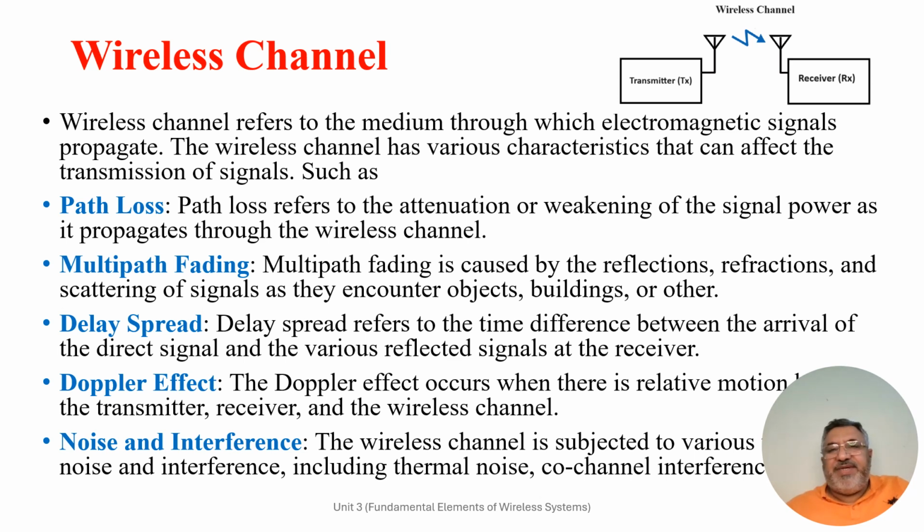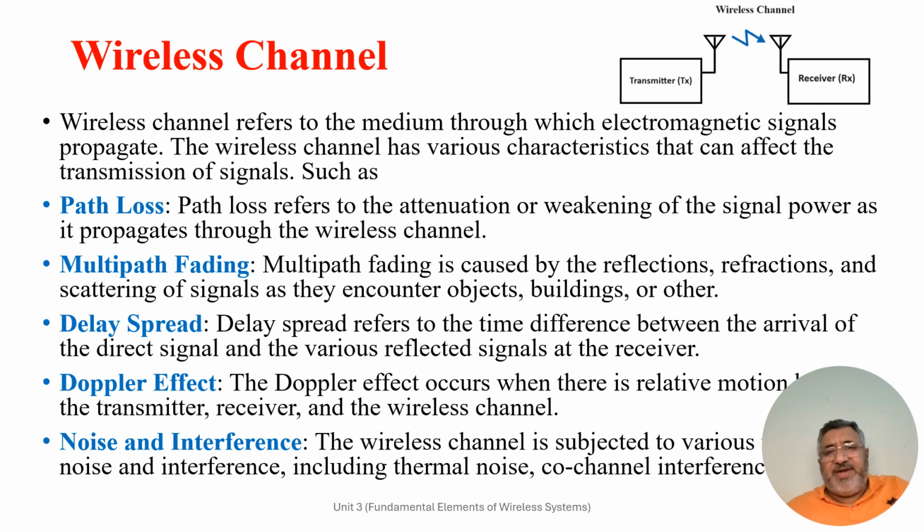A wireless channel is a medium that electromagnetic signals use to travel. The wireless channel possesses diverse attributes that can impact the transmission of the signal. For example, one aspect you have to consider is path loss. Path loss is a reduction in signal power as it travels through the wireless channel.